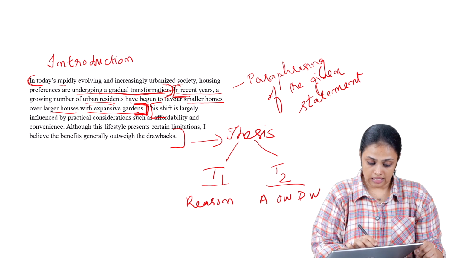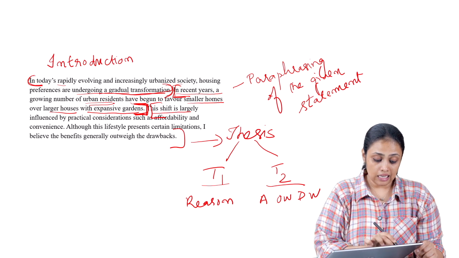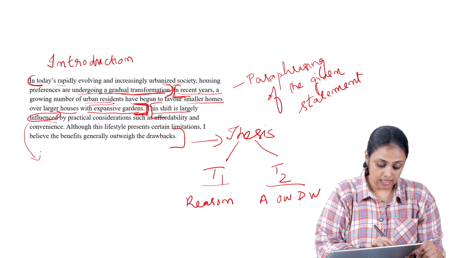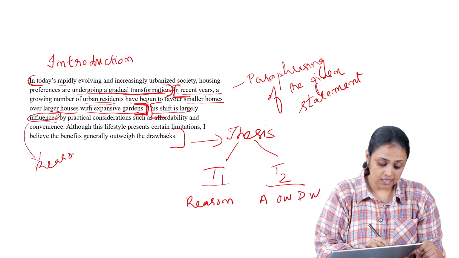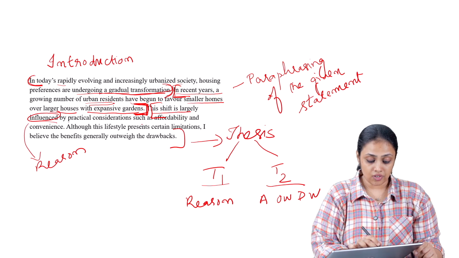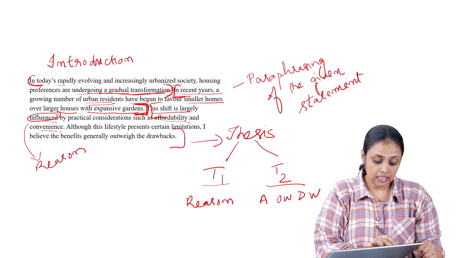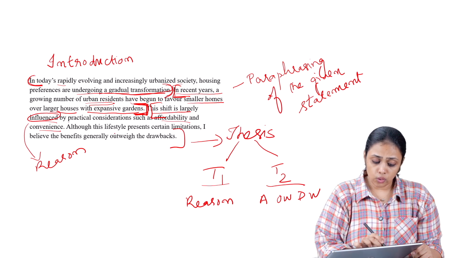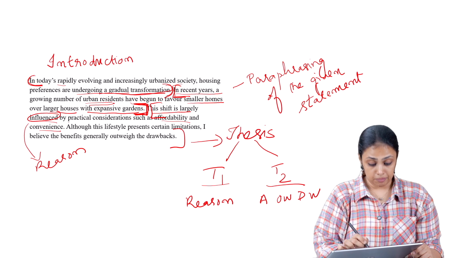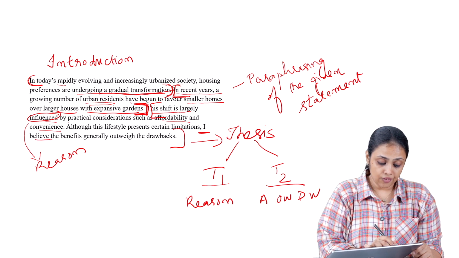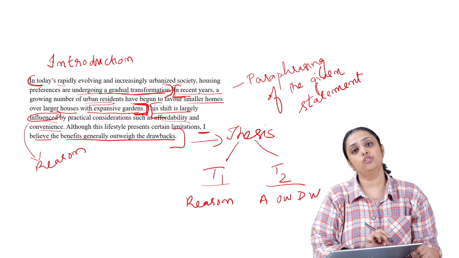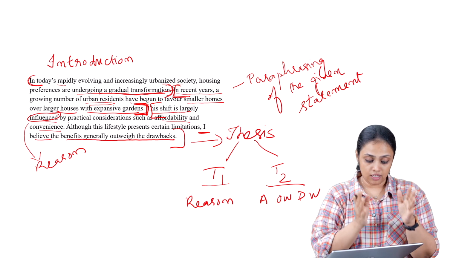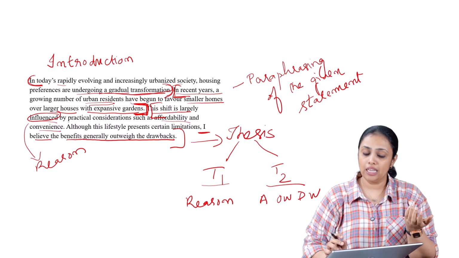So let's go through the thesis. It says that this shift is largely influenced by practical considerations such as affordability and convenience, which means that you are stating the reason. You have mentioned two reasons there, affordability and convenience. Then, although this lifestyle presents certain limitations, I believe the benefits generally outweigh the drawbacks. Very clearly you have made your opinion clear. That is, you believe that the advantages are more than the disadvantages.